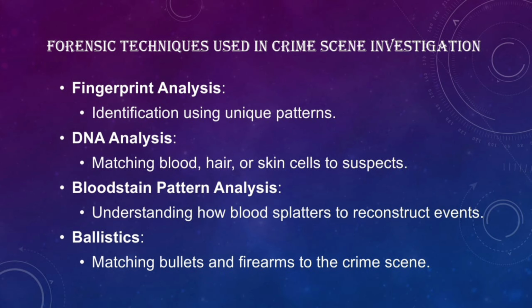Now, forensic techniques used in crime scene investigation. First one is fingerprint analysis. For fingerprint analysis, multiple methods are used for identification of fingerprints. DNA analysis, matching blood, hair, or skin cells to suspects. Blood stain pattern analysis, understanding how blood splatters to reconstruct events. Last one is ballistics, matching bullets and firearms to the crime scene.